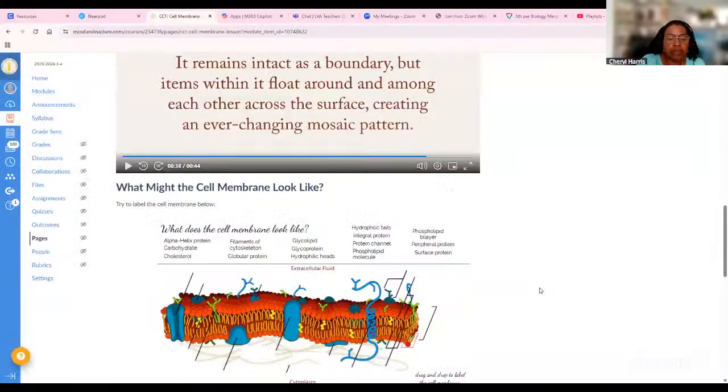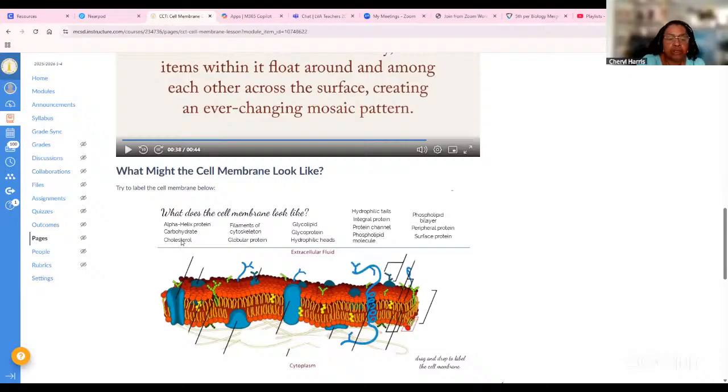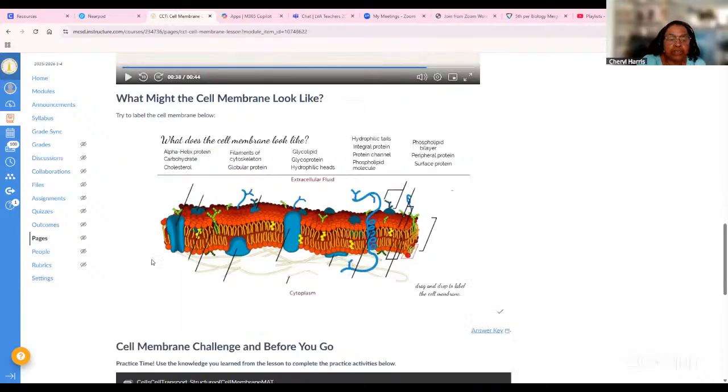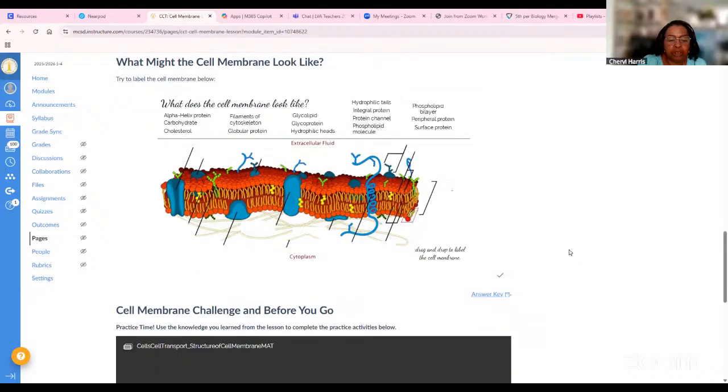All right, and this picture down here. I'm going to give you a picture like this, and we're going to label all of these parts. So this is actually the picture of the cell membrane. We are going to take a minute, you try, and then I'm going to give you a copy that has all the right answers in it. But you should be able to label some of them.